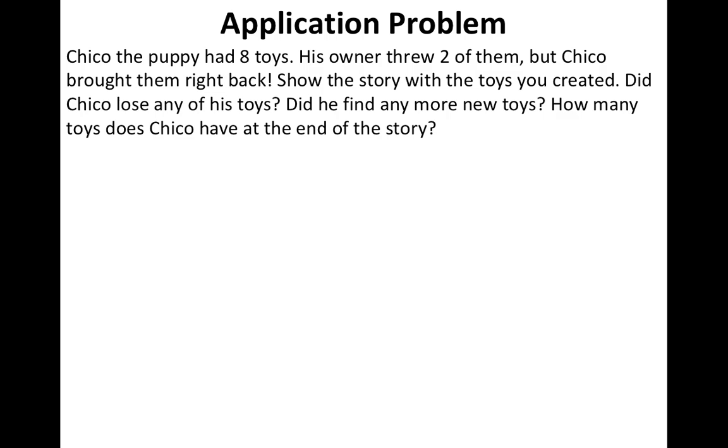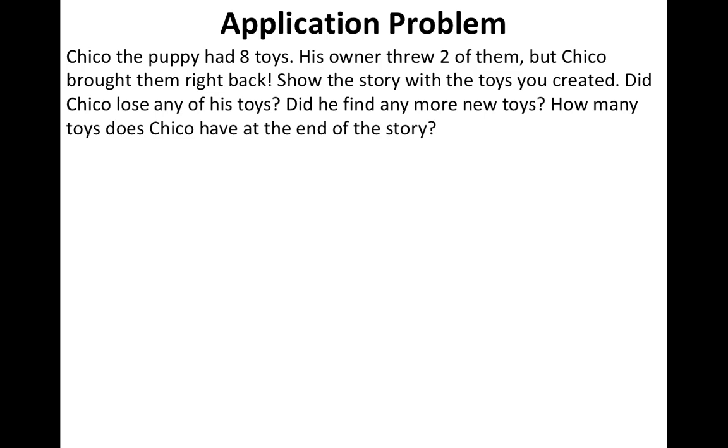Now, the second time we're going to be listening, and we're also going to be thinking about what the story might look like in the picture. Chico the puppy had 8 toys. His owner threw 2 of them. So remember, he had 8 and he threw 2 of them, but Chico brought them right back. Show the story with the toys you created. Did Chico lose any of his toys?